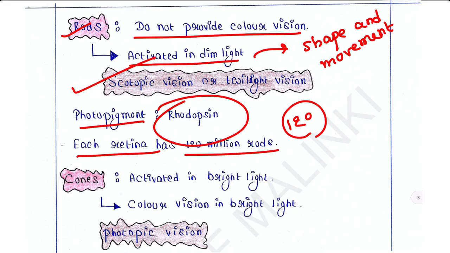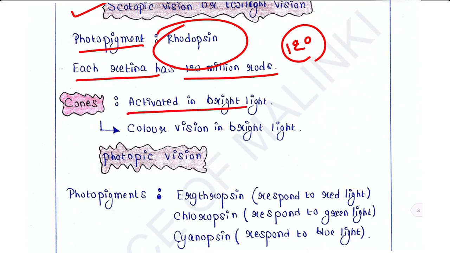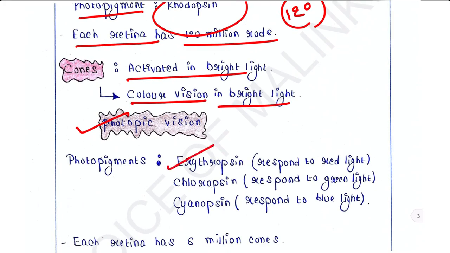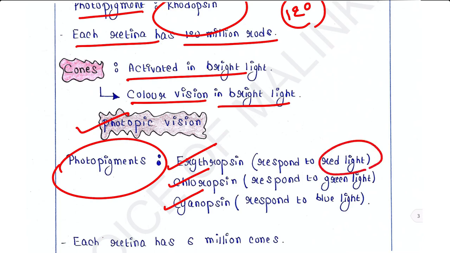Next is cones. Cones are activated in bright light. They are used for color vision in bright light. This type of vision is called photopic vision. There are three types of photopigments present in cones: erythropsin, chloropsin and cyanopsin. Erythropsin is responsible for red light, chloropsin responds to green light and cyanopsin responds to blue light.